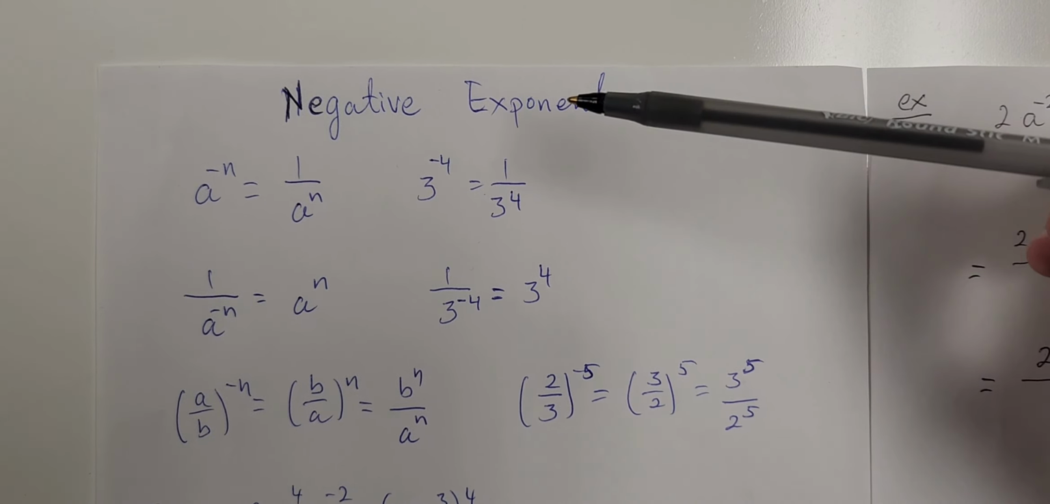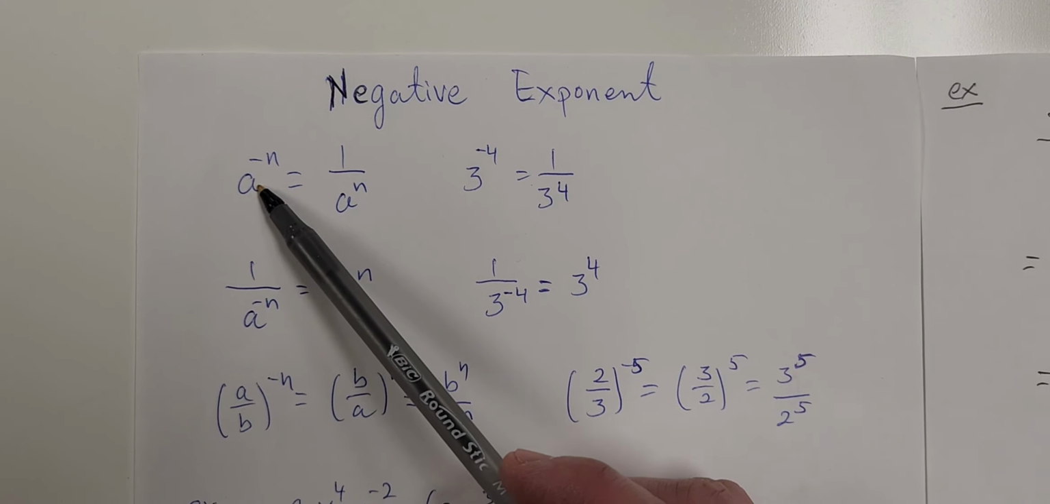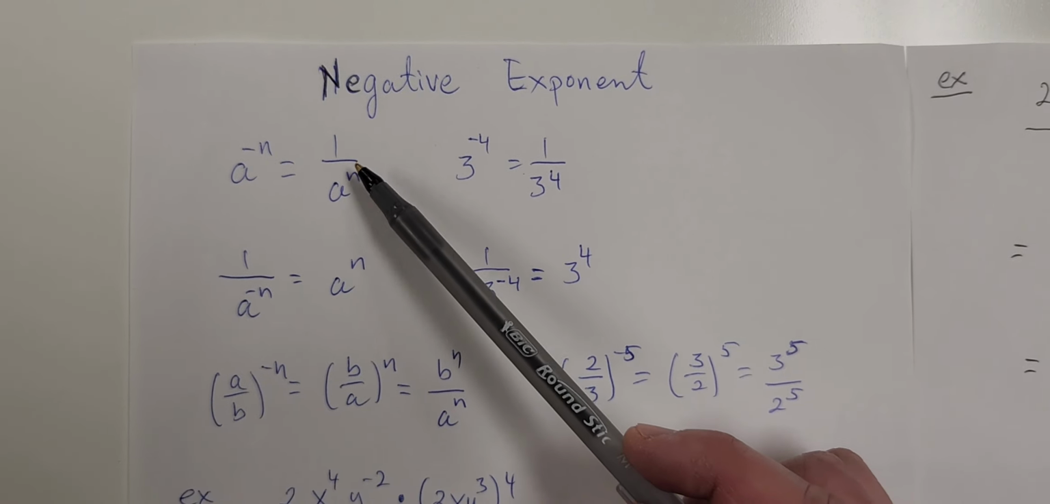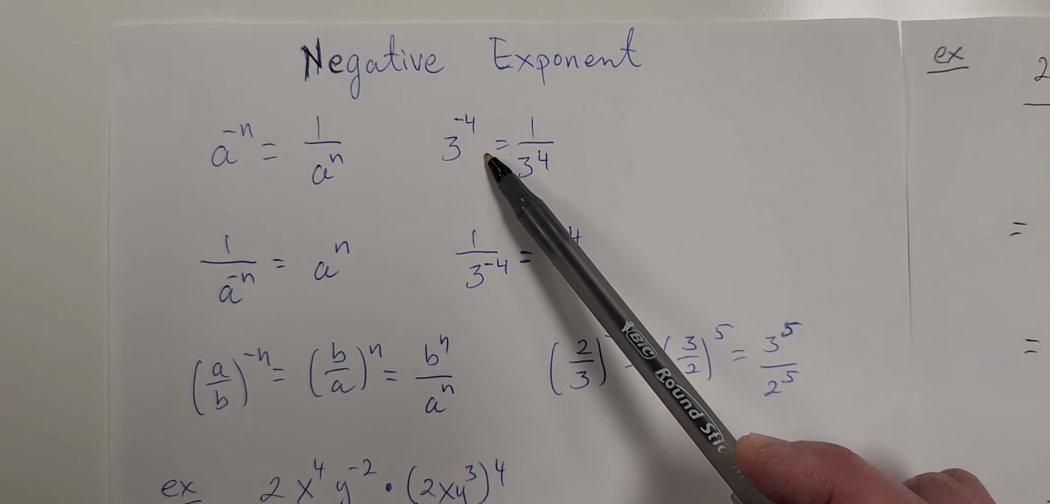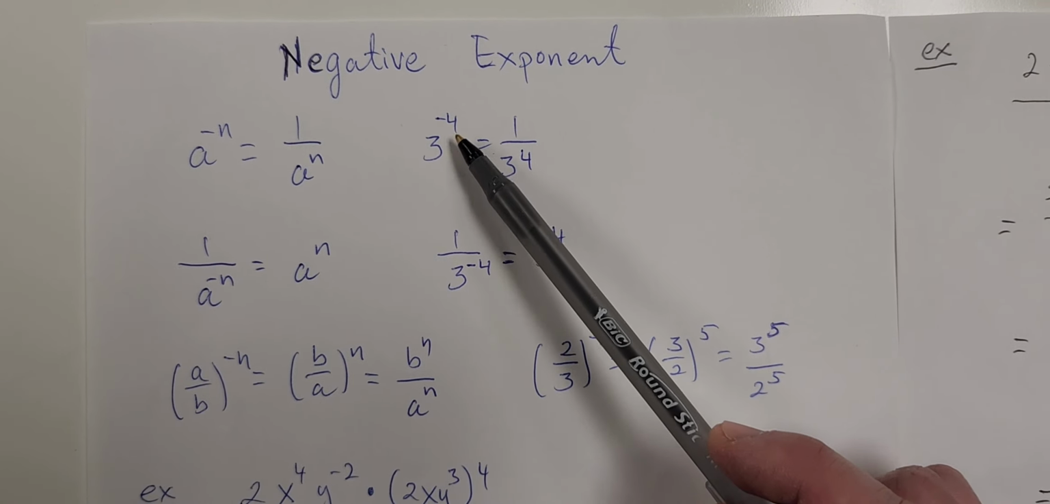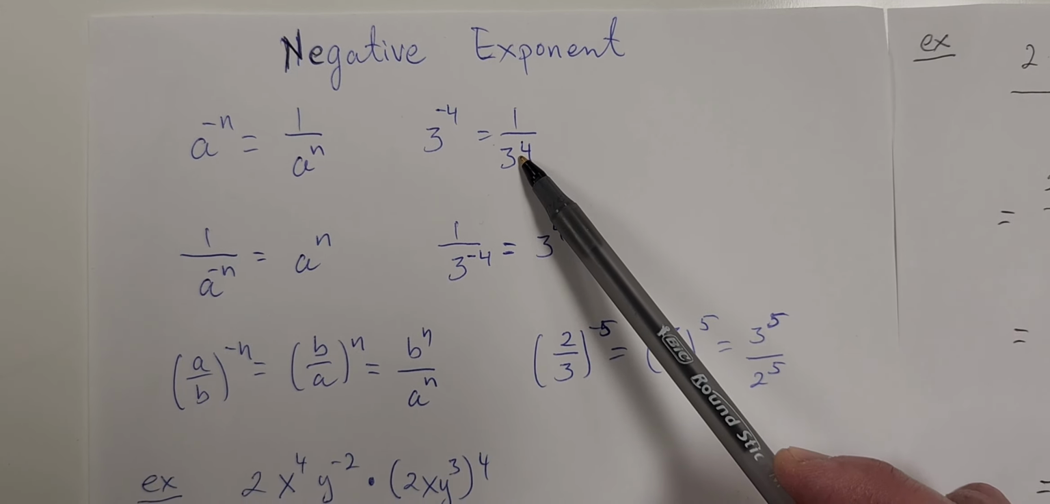This lesson is on negative exponents. Here I have a negative power, so I will reverse it, put it in the bottom, and the negative goes away. So here is an example, 3 to the negative 4. Put this in the bottom, and then the negative goes away.